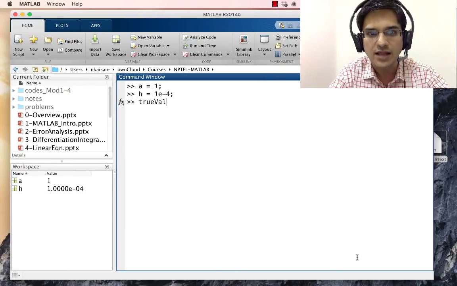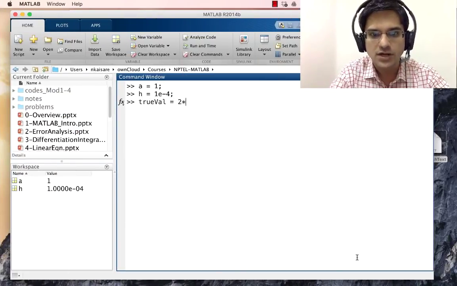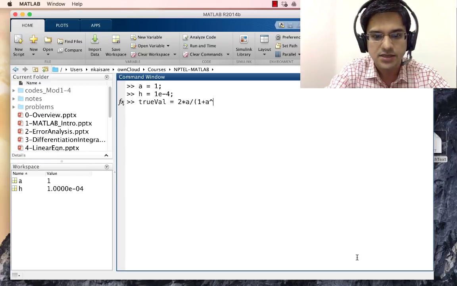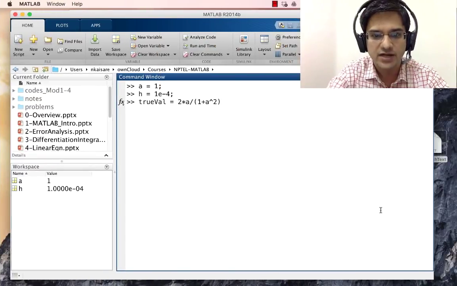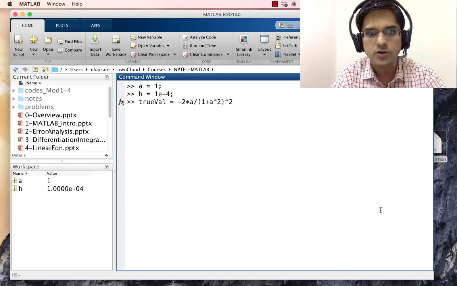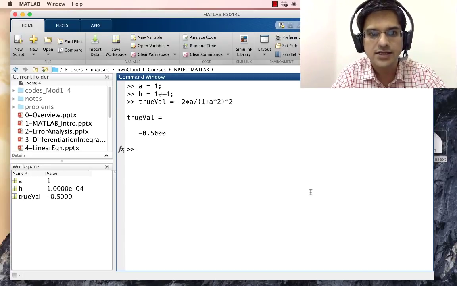So true val equal to 2 multiplied by a divided by 1 plus a squared, the whole squared, negative of that. And I'll just put a negative sign. This is what our true val is. So true val is minus 0.5.